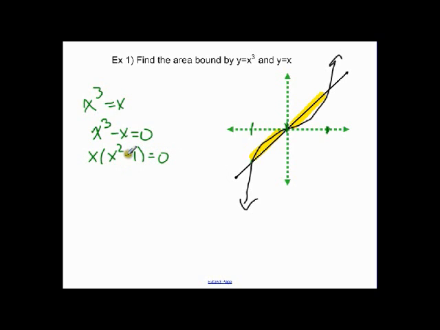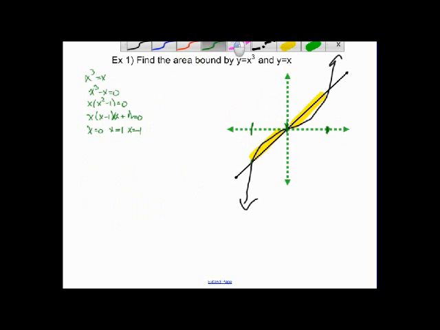Now can we factor this more? Yep, there's a difference of squares. So x minus 1, x plus 1. That leaves us with x is 0, x is 1, and x is negative 1. So here's x is 0 in the middle, x is negative 1, and x is 1.